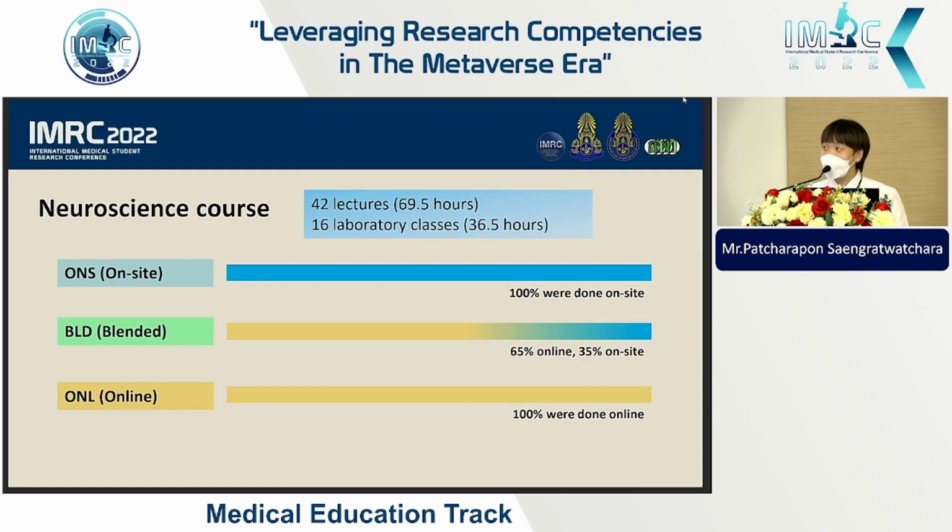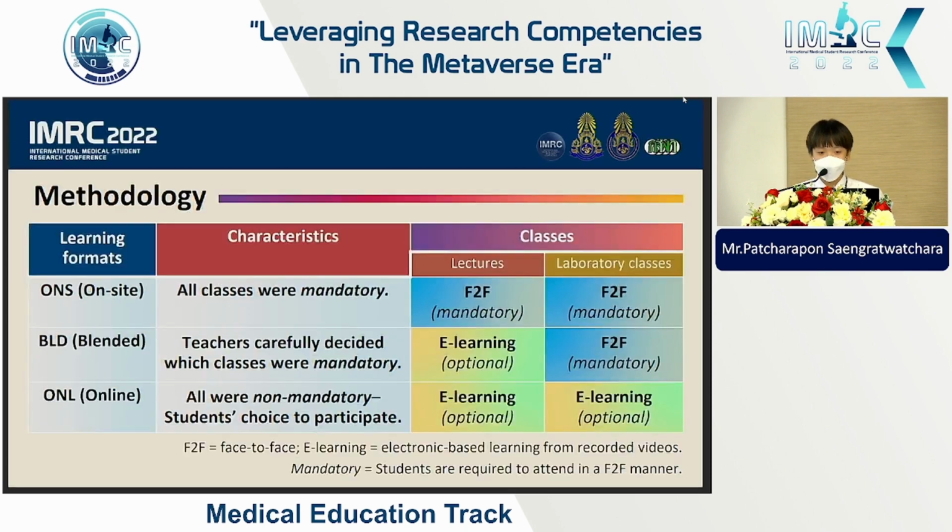During the neuroscience course, there were 42 lectures and 16 laboratory classes. And we had 3 different learning formats here, which are on-site, blended, and online. For on-site, 100% of the hours were done on-site. For blended, 65% of the hours were done online, and 35% were done on-site. And for online, 100% of the hours were done online.